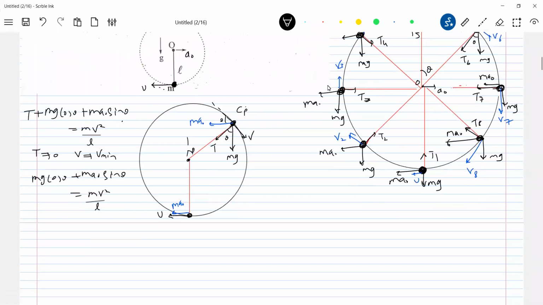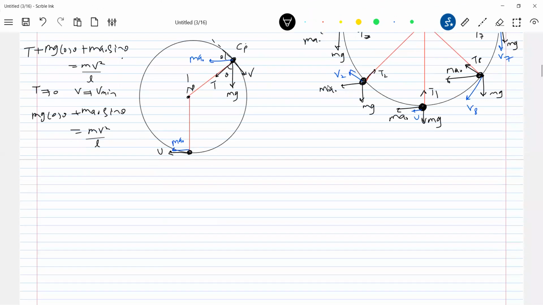Now what I do is, I'll apply the work-energy theorem from the lowest point to that critical point here. So this should be the work-energy theorem: initial kinetic energy, work done by gravity. As this is theta, this will be L cos theta, and this is L. So work done by gravity will be mgL plus L cos theta.